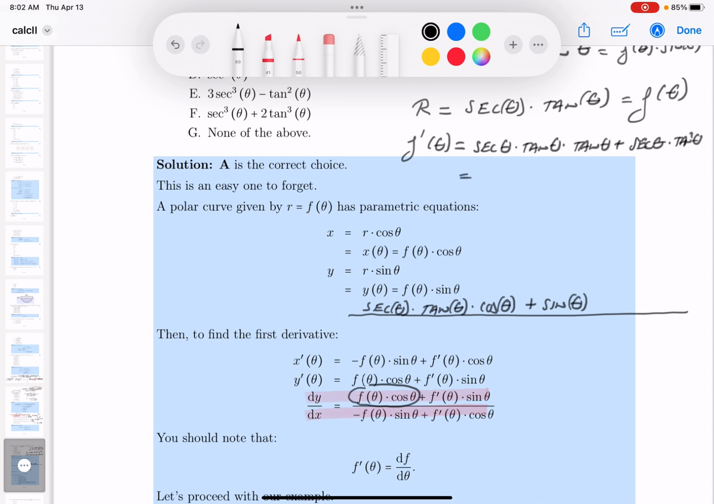Well, what do you get over there? Secant theta tan squared theta, and then you get secant, let's see if I did that right. I'm sorry, I made a mistake over there, I just noticed it. The derivative of tangent is secant squared, sorry about that. And that's going to be secant cubed.